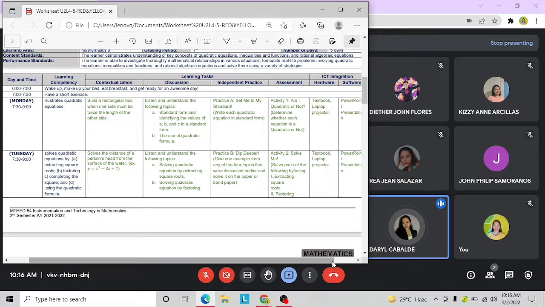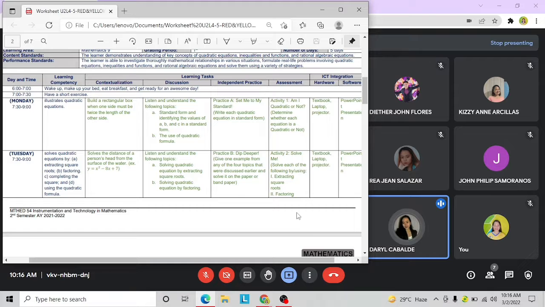First is solving quadratic equation by extracting square roots. Second is solving quadratic equation by factoring. Third is solving quadratic equation by completing the square. And last is solving quadratic equation using the quadratic formula. And for the independent practice, they are giving one example from any of the four topics that were discussed earlier and solve it on paper or bond paper.